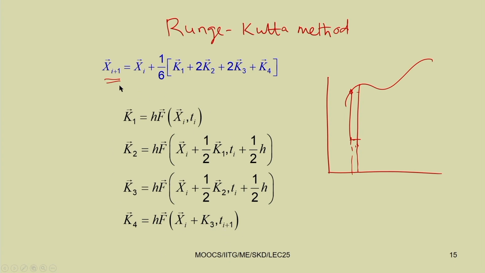Using this method, we can find the next point, given the initial condition. The initial condition is x I and f of x I.